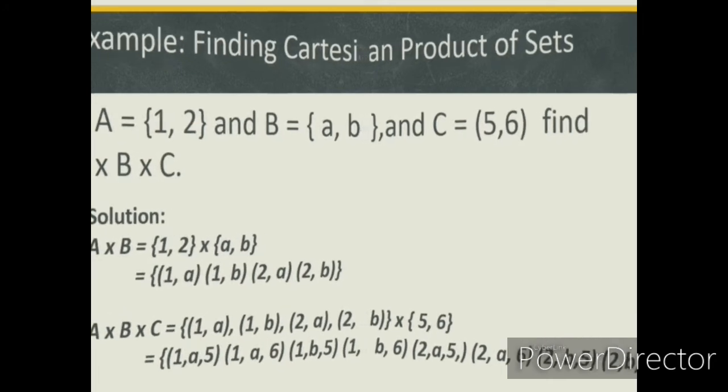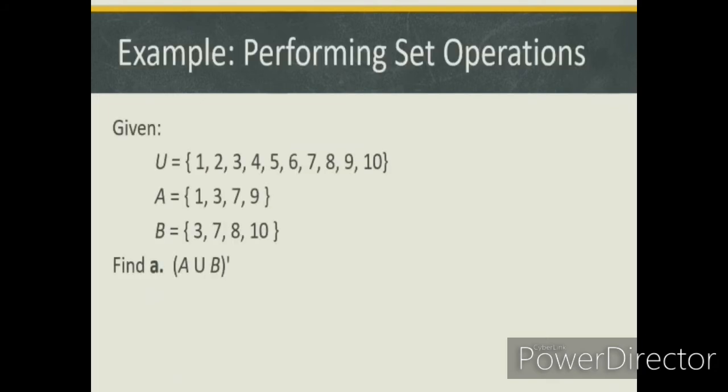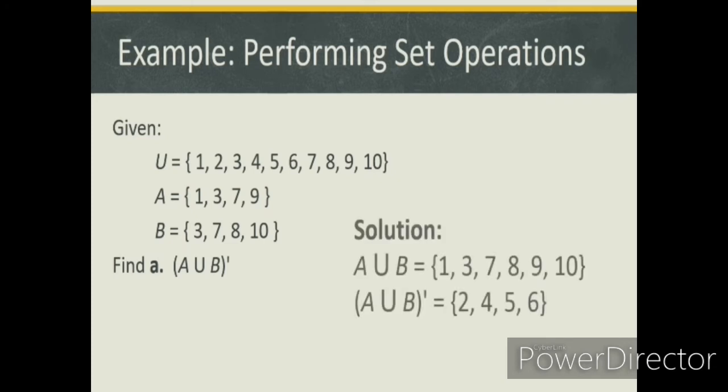Okay? Now, let us perform some set operations. You have the given universal set 1, 2, 3, 4, 5, 6, 7, 8, 9, and 10. A has 1, 3, 7, and 9, and B has 3, 7, 8, and 10. What would be A union B, and what would be its complement? The first step is to find the elements of A union B, and that would be 1, 3, 7, 8, 9, and 10. So all the elements of A and B.